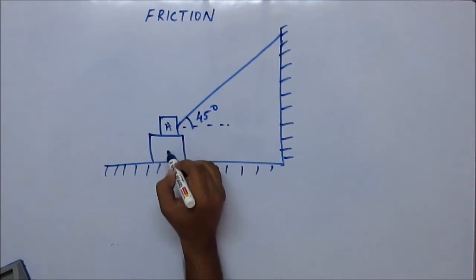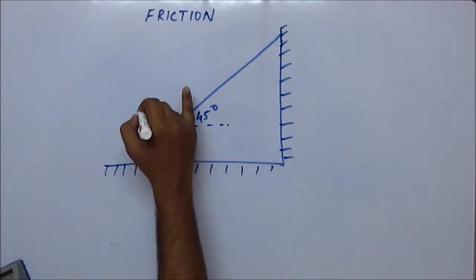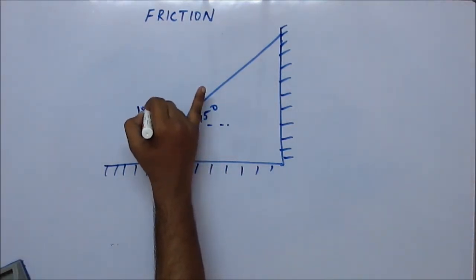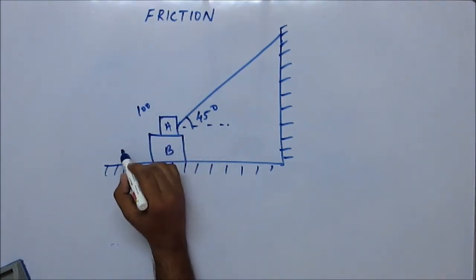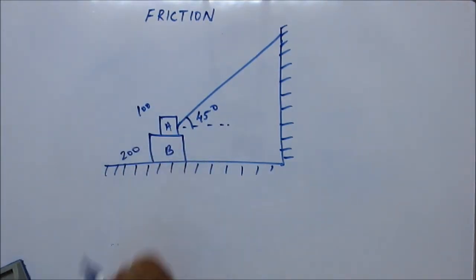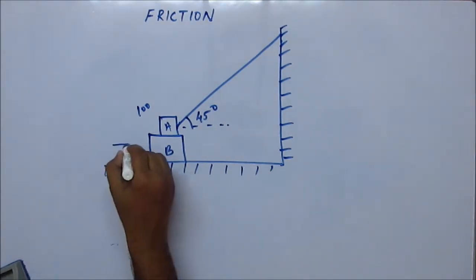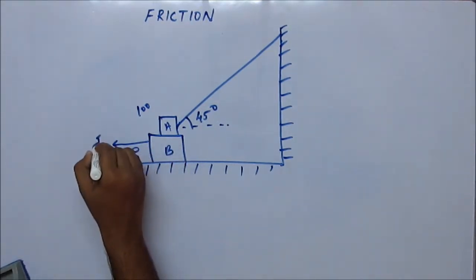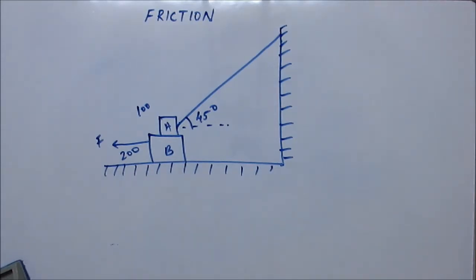This is A and this is B. Suppose A weighs 100 Newton and B weighs, suppose, 200 Newton. Now what's happening is some force F is being applied on block B. Now the question is, what should be the minimum value of F so that the block B slides from beneath the block A?